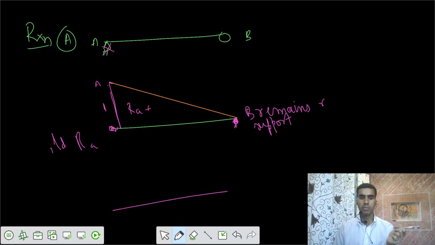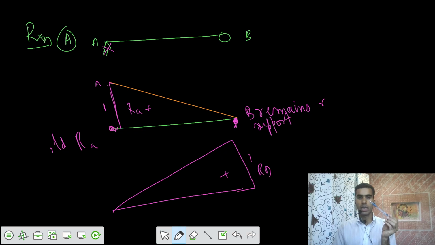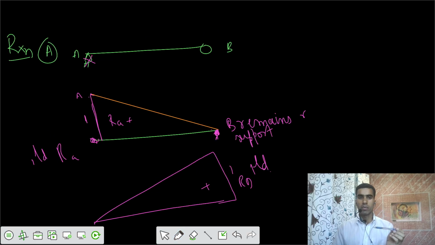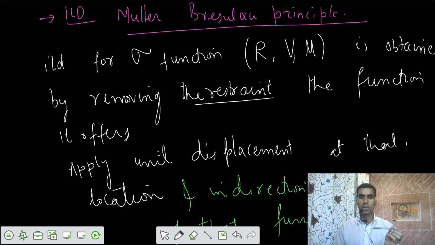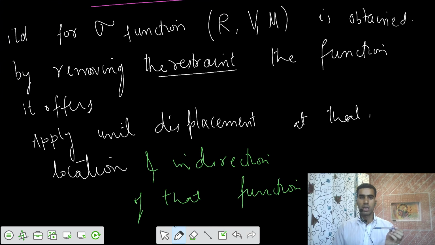Similarly, for the reaction at B, you remove the support B, then apply a unit displacement of 1. This is our profile for reaction B, with unit 1, and this is our ILD for reaction at B. So that's what the statement is: the ILD for a reaction is obtained by removing that support and applying a unit displacement of 1 at that location and in the direction of the function.